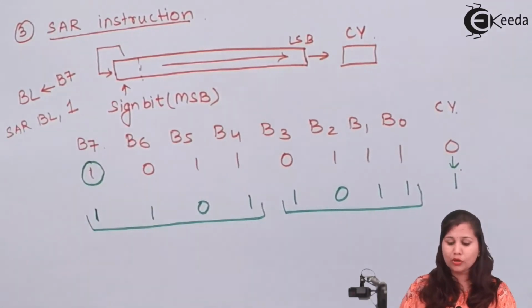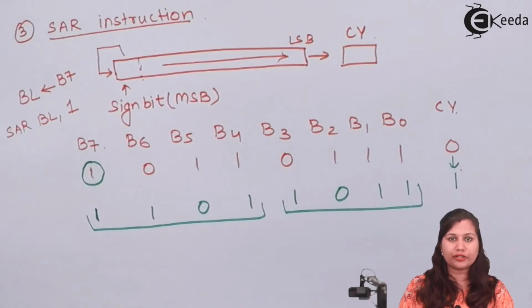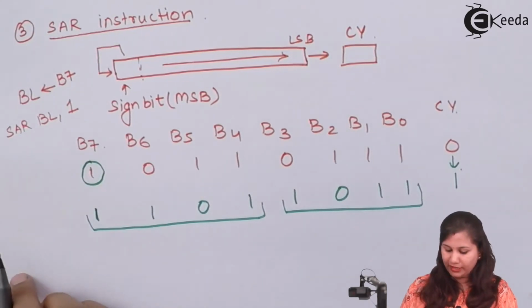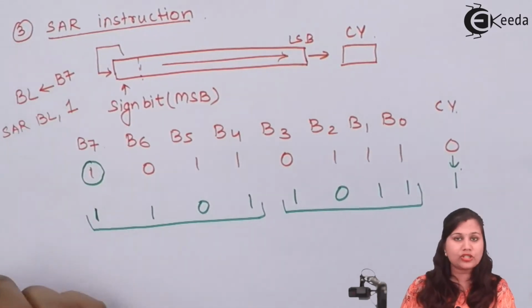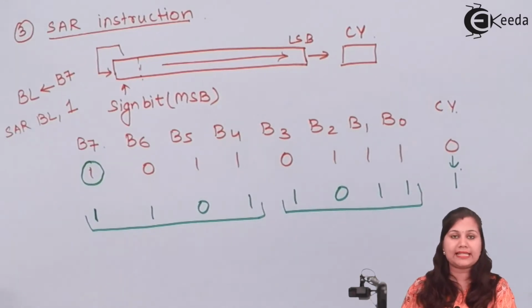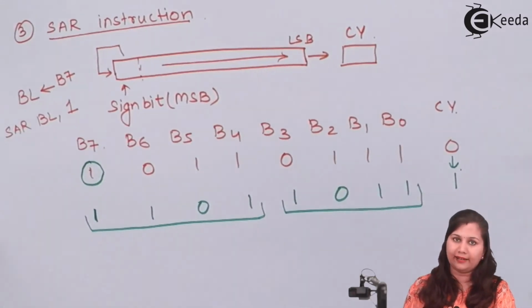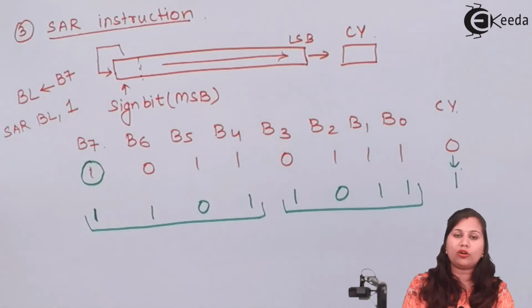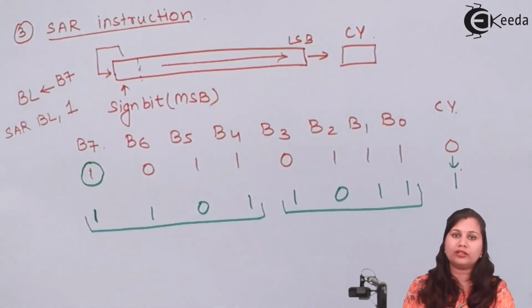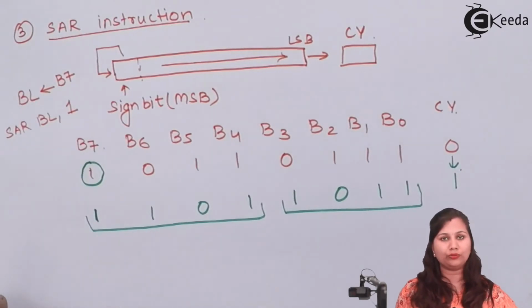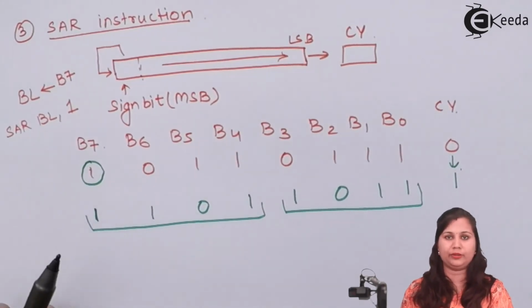So these are the four shift instructions we have: SHR, SHL, SAR and SAL. Two are for logical shifting and two are for arithmetic shifting. Two are for left shifting and two are for right shifting. Now next we have the rotate instructions.